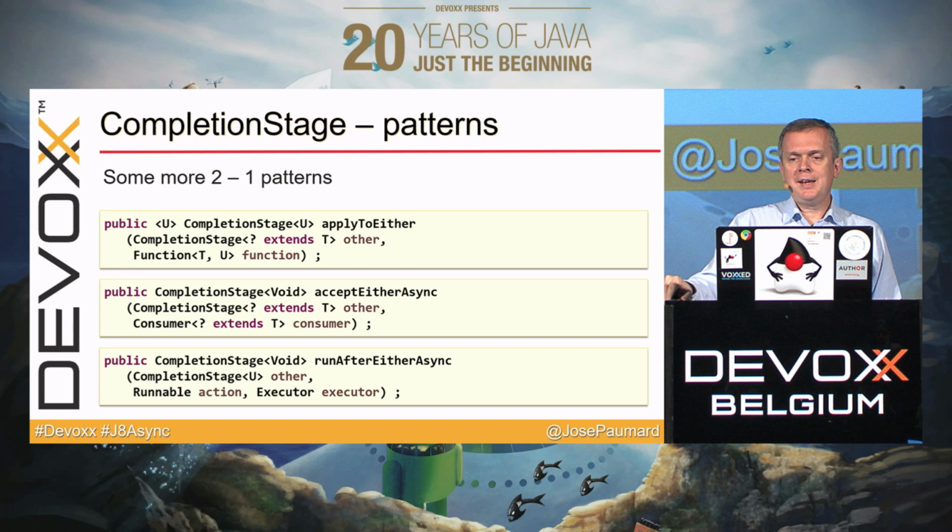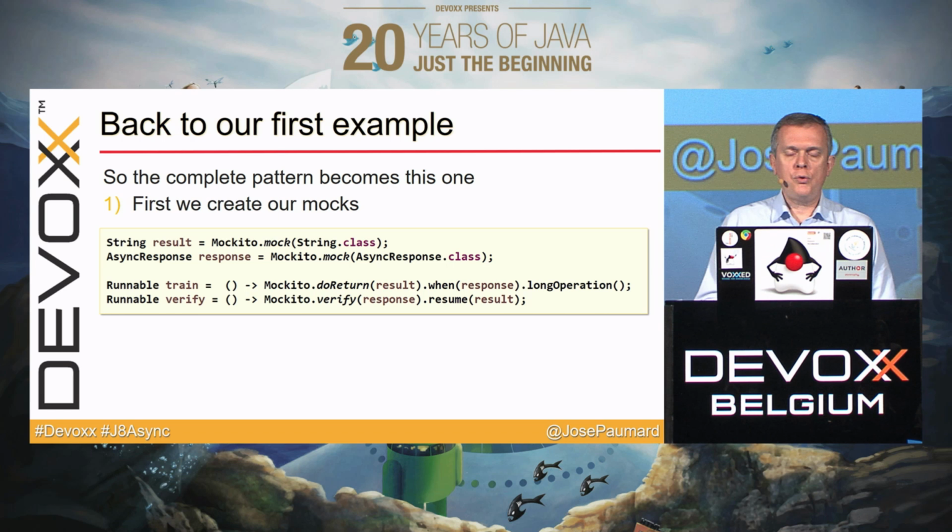Let us go back to our first example. I am going to write it now that I'm fluent in CompletableFuture, I can solve my problem, in fact, because I have all the tools I need. So let us create a mock of the result and the response, very basic Mockito patterns. And I'm going to create a first runnable that will train my mock. This mock should return result when the long operation method is called on it. And another runnable to do the verification, verify that result has been passed to the resume method of my mocked response.